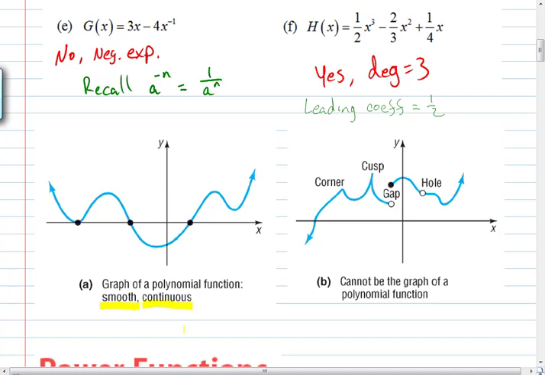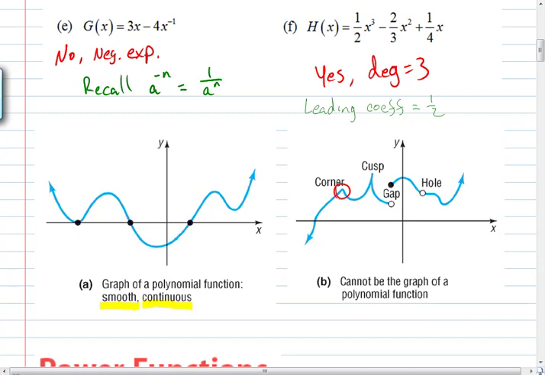Polynomial function will always be smooth and continuous. As long as a function fits the conditions of being a polynomial, the graph will be smooth and continuous. So this graph right here would represent a polynomial function, whereas this one would not. And there's several reasons why this cannot be a polynomial function. The first one is we have a corner.